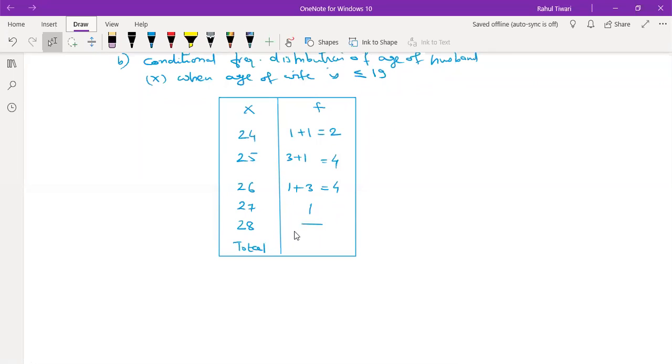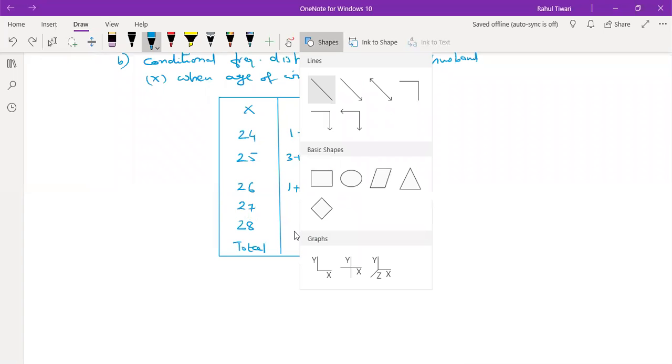So how much is the total? It is 8, 10, 11. So the total will be 11. Just check whether you are right or wrong. Please let me know whether I am right or wrong. Right है. Sorry, इधर line नहीं आएगा, line नीचे आएगा. The line will be here somewhere.